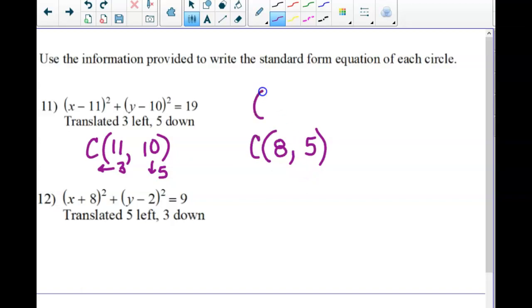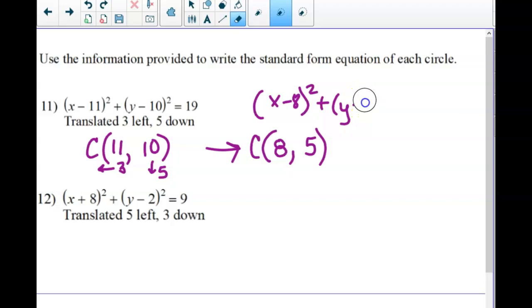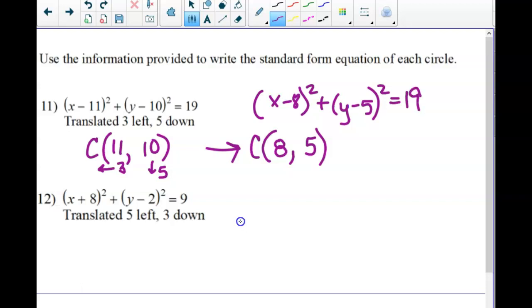So now we just need to write the new equation. So we shifted the center to here. So it would be x minus 8 squared plus y minus, it's always the opposite half power, minus 5 squared equals 19. The radius didn't change. Or the radius squared didn't change. Okay, try 12. Gotta think a little bit. Got some negatives this time. The center is currently at what?